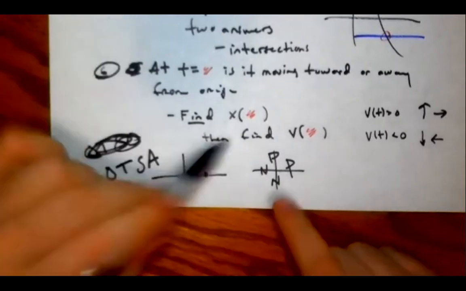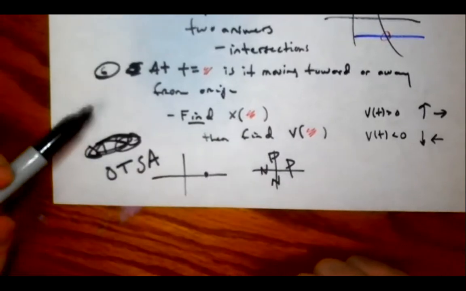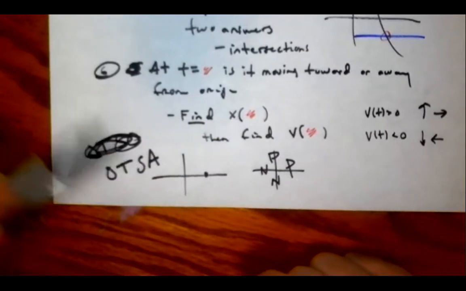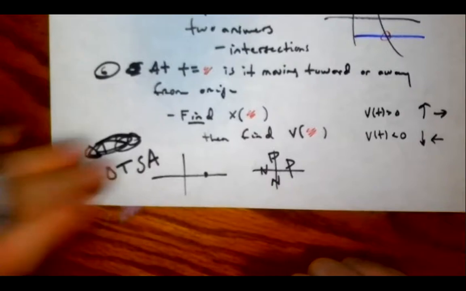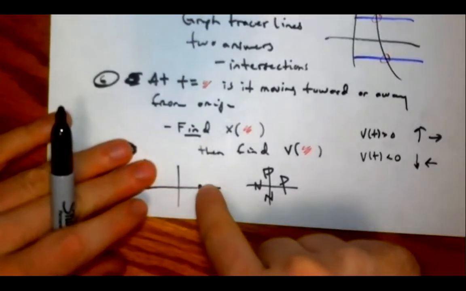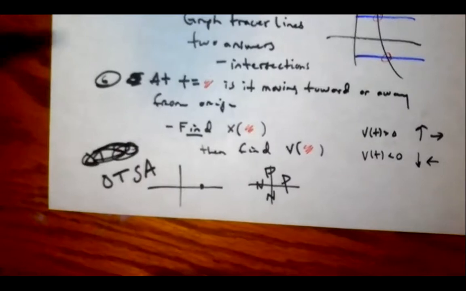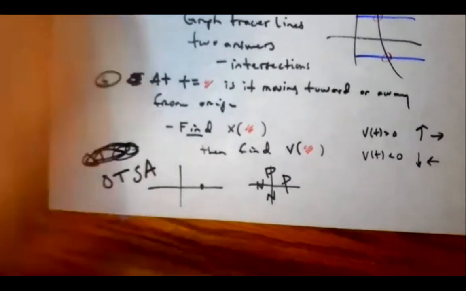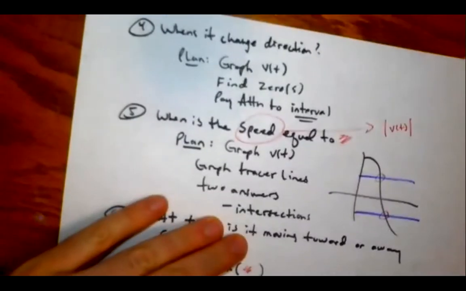If these signs are opposite, it's going to go towards the origin. If these signs are the same, it's going to go away from the origin. But to me, I think you're better off just finding the position, putting your finger on the line, and then finding the velocity and going from there. Okay. All right. And the last thing they can ask you, I think, is number 7.